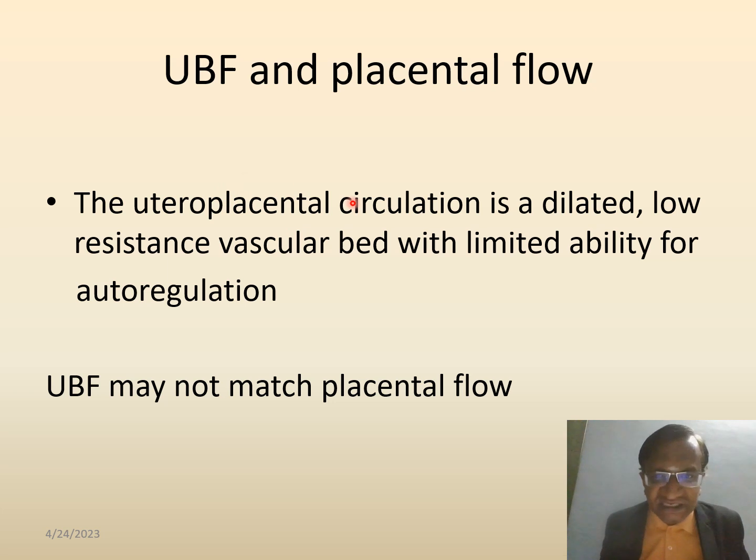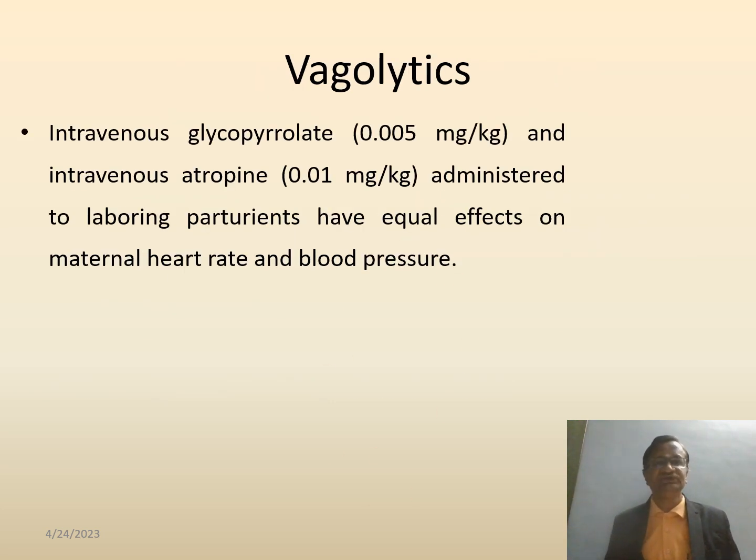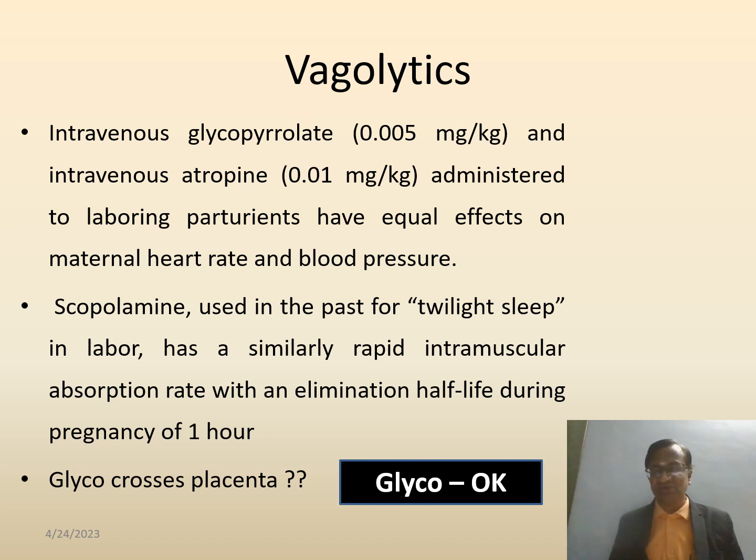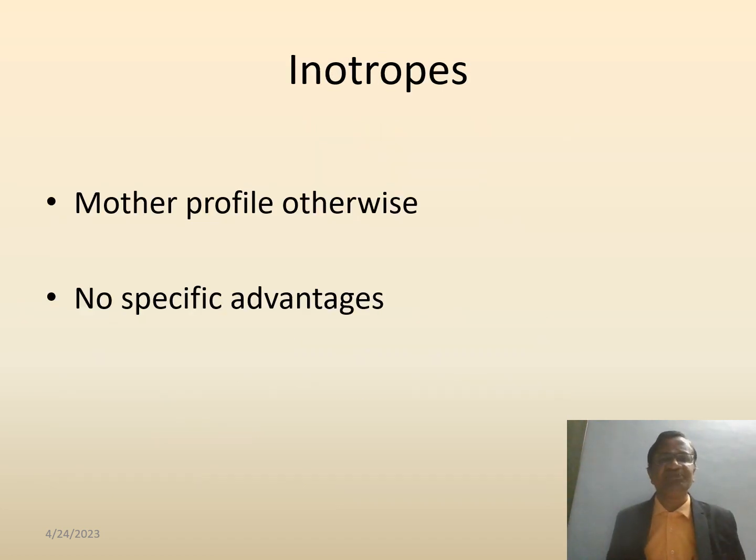The uteroplacental circulation is dilated, low resistance, with limited ability for autoregulation. It may not match placental flow. Intravenous glycopyrrolate and labor have equal effects on maternal heart rate and BP. But scopolamine, used in the past, has a similarly rapid intramuscular absorption and elimination half-life. So glyco crosses, correct. So glyco is okay. Otherwise there is no specific advantage.